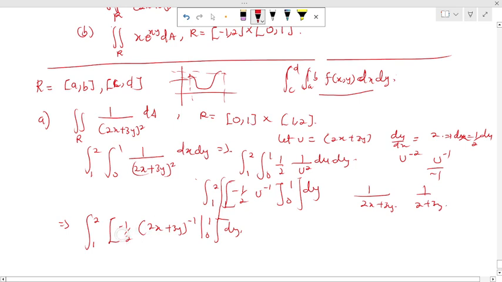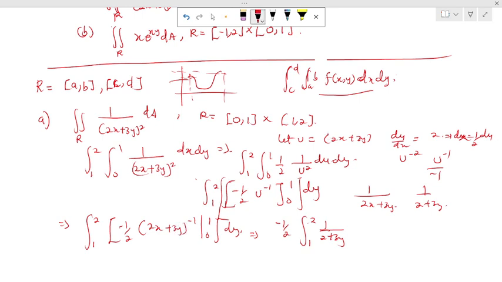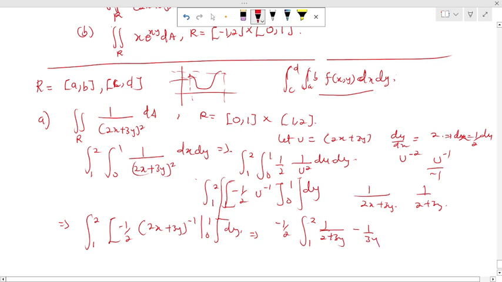But remember, I'm having this negative half here, so let me maintain that. So let's push everything outside. So you're going to have this negative half outside, then integral 1 to 2. Then our inner function now becomes what? 1 over 2 plus 3y for the one part. Remember, when you put in 0 for x, you get what? 1 over 3y, right? So that was going to give us minus 1 over 3y dy. As simple as that.